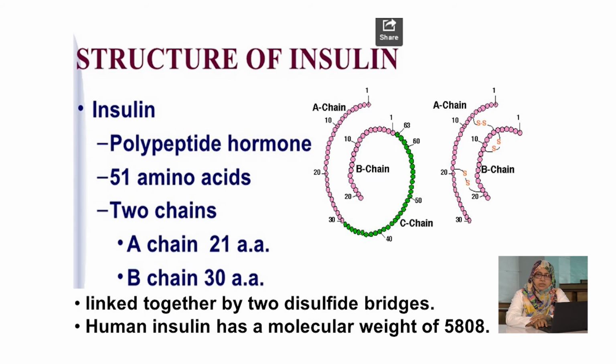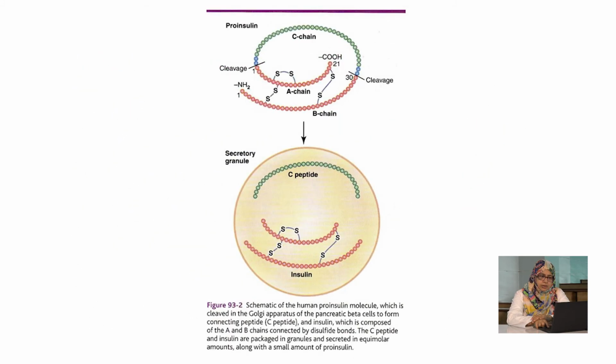Now we are going to discuss the structure of insulin. Insulin is a polypeptide hormone of about 51 amino acids. It has 2 chains, mainly the A chain, which is 21 amino acids, and the B chain, which is 30 amino acids. They are linked together by 2 disulfide bridges, and human insulin has a molecular weight of about 5808. This is the structure of insulin.